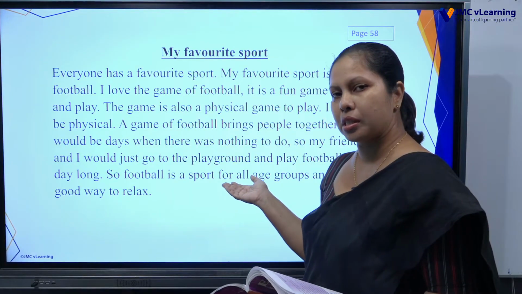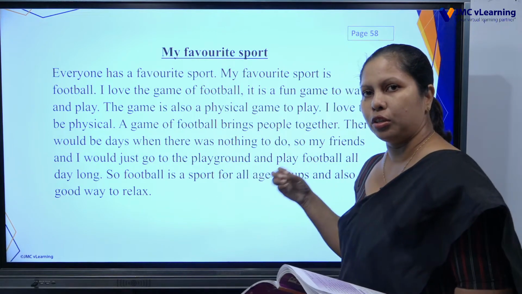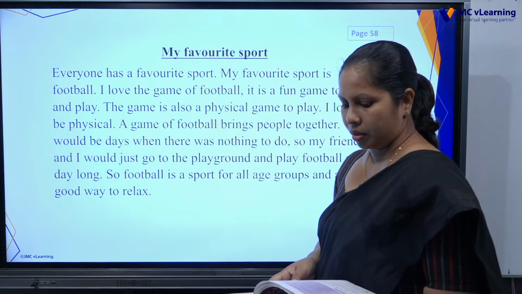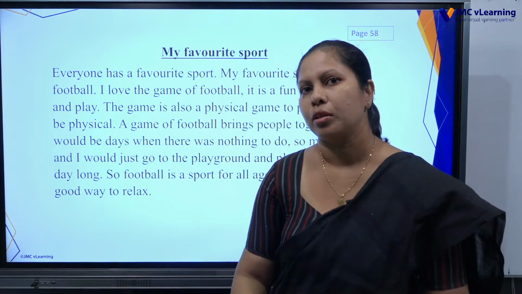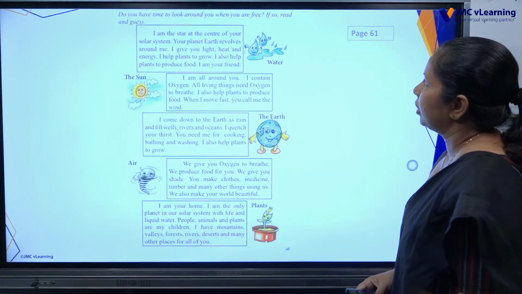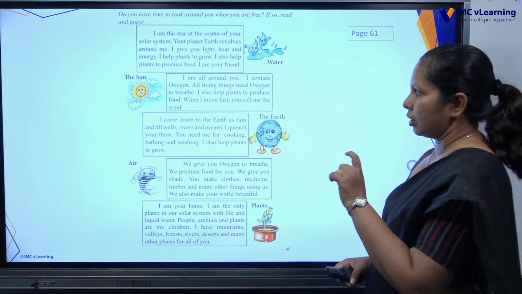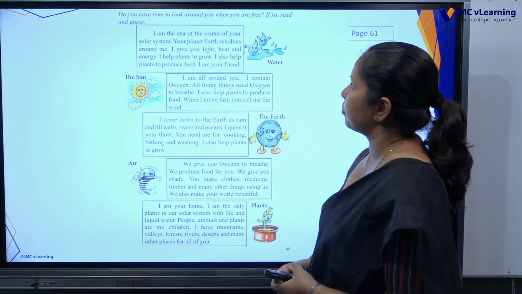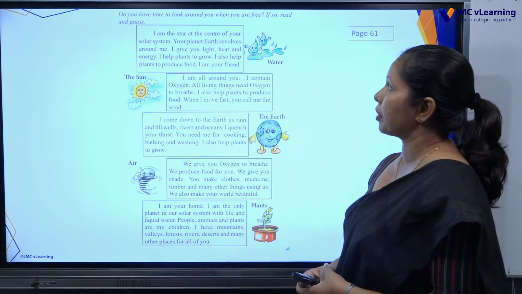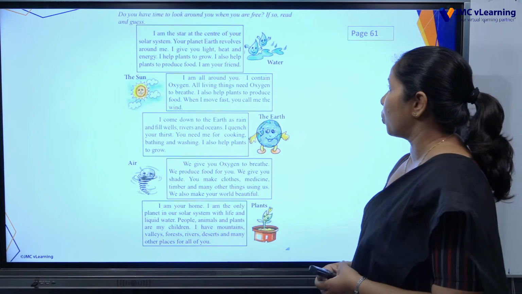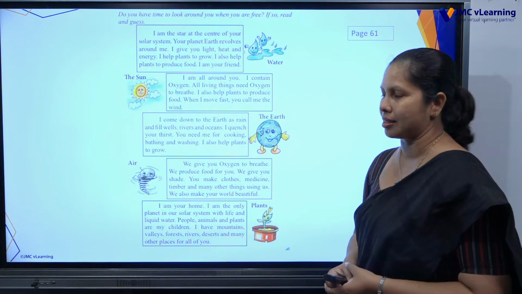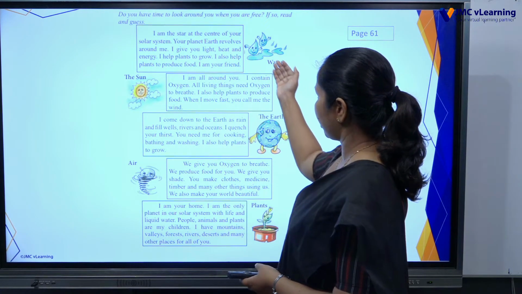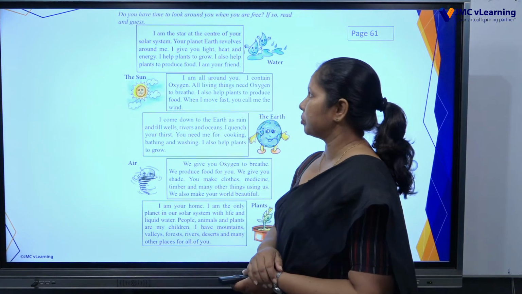So, you can use this idea in your speech or to write a paragraph. So, now we will go to the next activity. Here again they have given small paragraphs. They have told, do you have time to look around you when you are free? If so, read and guess. So, we will see there are some paragraphs and there are some pictures given.